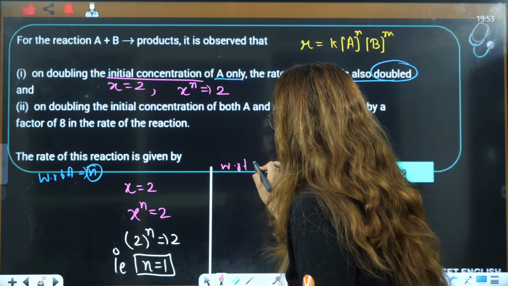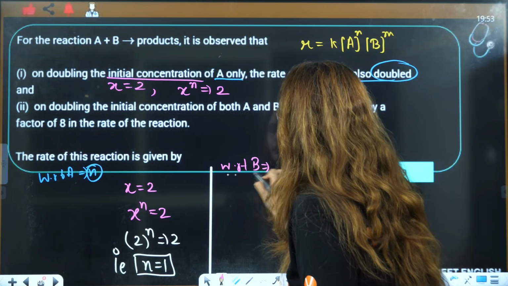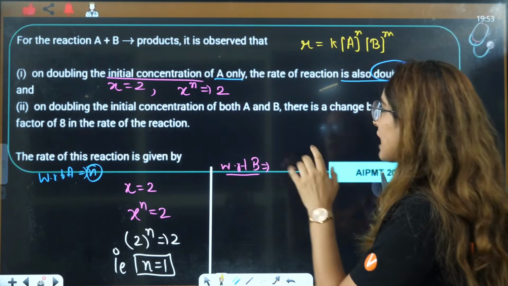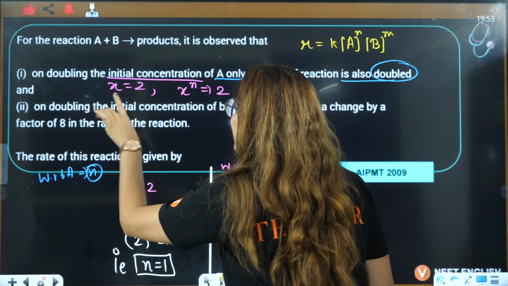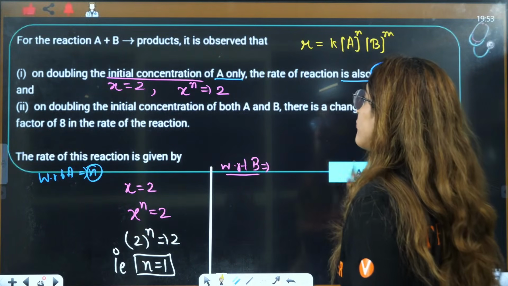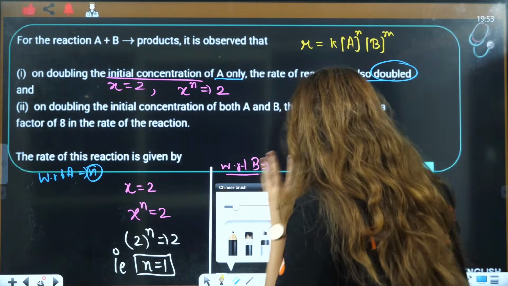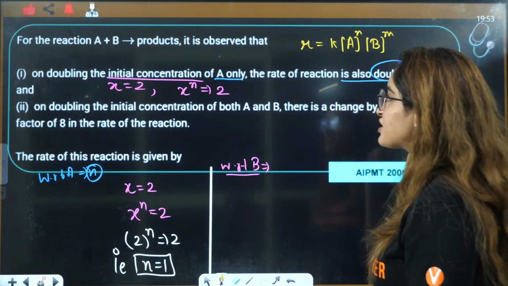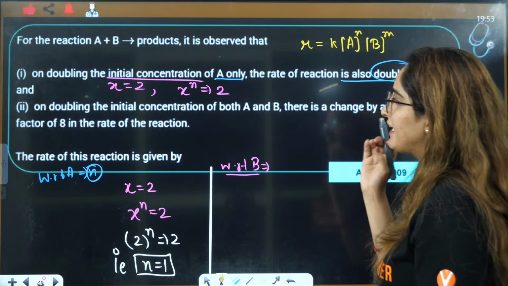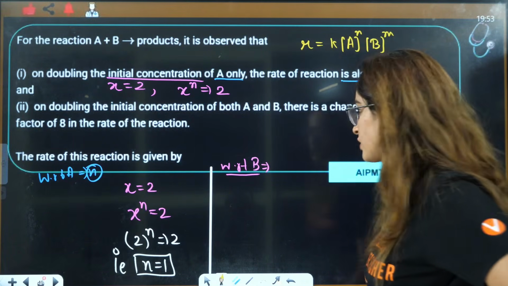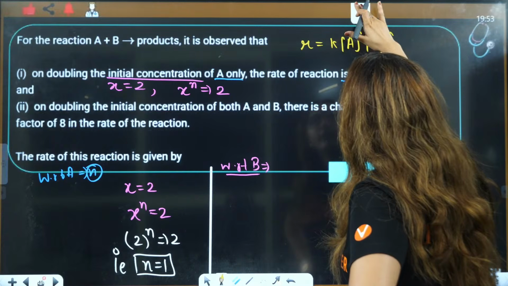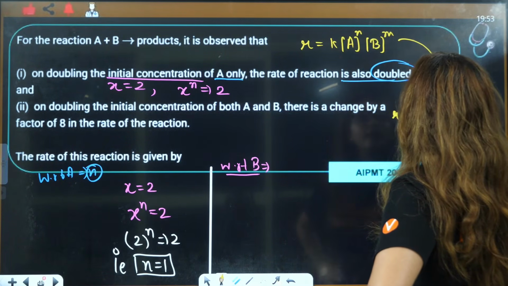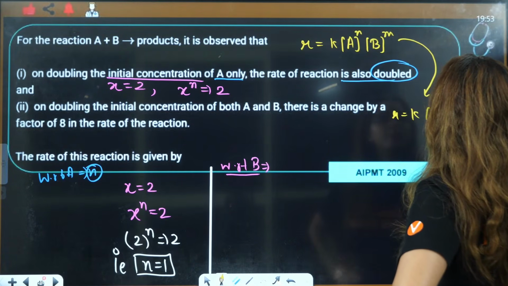With respect to B, okay? With respect to B, the order of the reaction is m. Now here you will see, on doubling the initial concentration of both A and B, there is a change by a factor of 8 in the reaction rate. So if I put here R is equal to K, A, and this is B raised to power m.